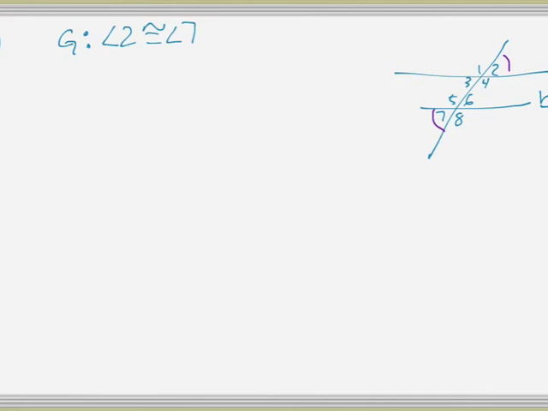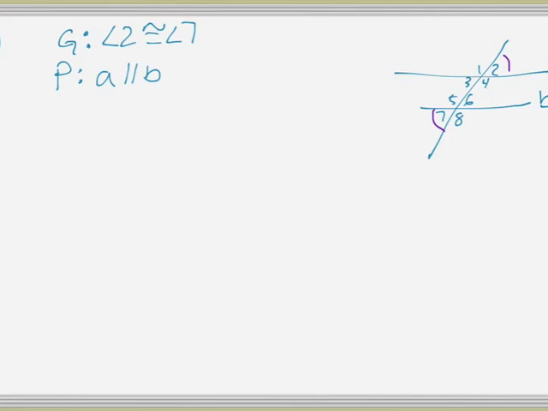So the theorem says if alternate exterior angles are congruent, then the lines are parallel. The "then" is what we're trying to prove. So we're trying to prove that A is parallel to B. You actually proved the converse to this in your homework from worksheet A. It said if lines are parallel, then alternate exteriors are congruent. So you proved the converse in that first homework assignment.